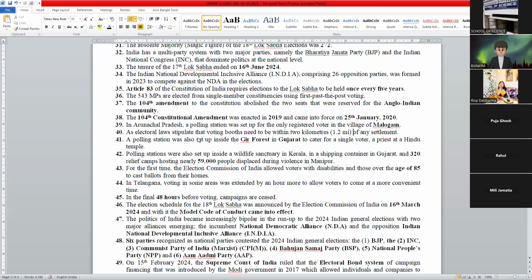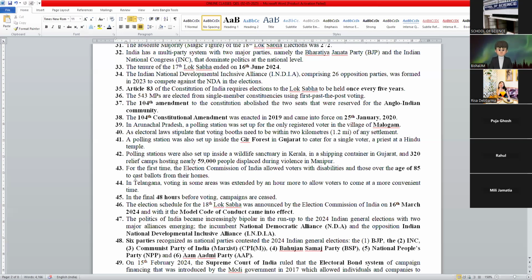Point number 41. A polling station was also set up inside the Gir forest in Gujarat to cater for a single voter, that is a priest at a Hindu temple. Point number 42. Polling stations were also set up inside a wildlife sanctuary in Kerala, in a shipping container in Gujarat, and 320 relief camps hosting nearly 59,000 people displaced during violence in Manipur.